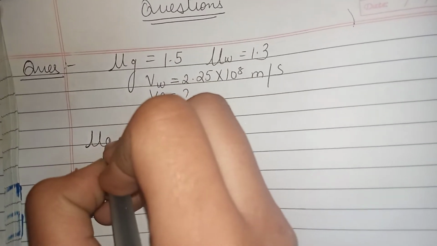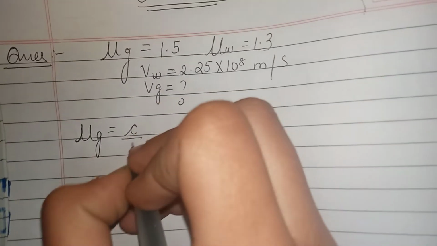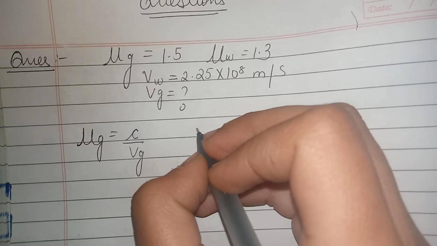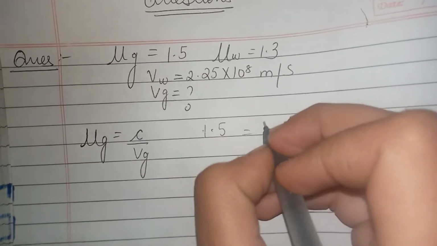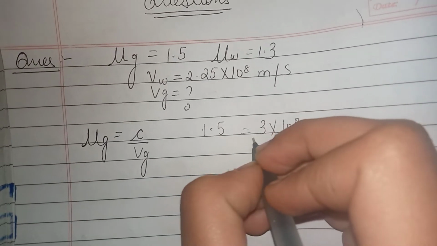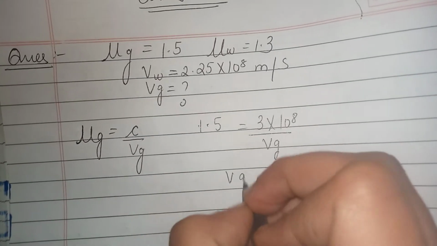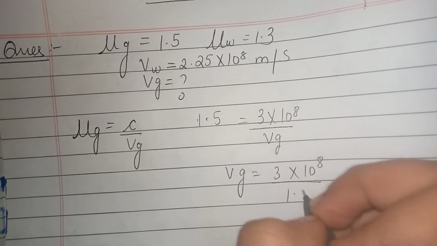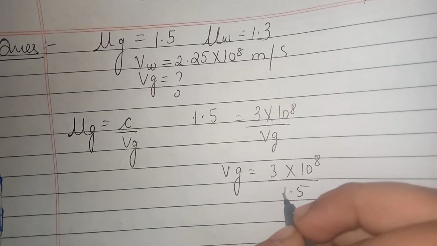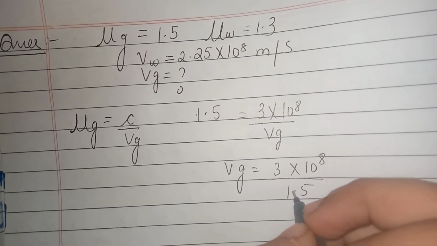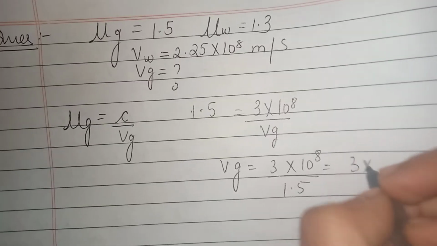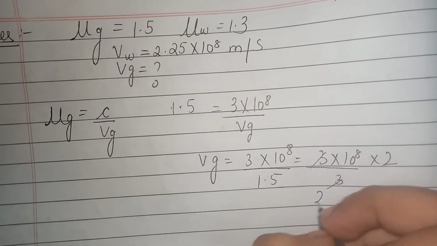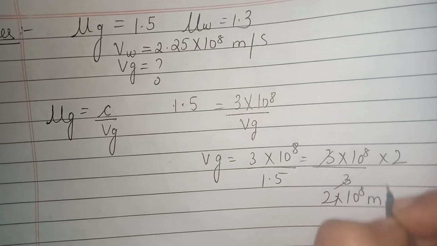Let's solve. We know that mu G will be equal to C by Vg, and we have to calculate Vg. So mu G is given 1.5 and this is 3 into 10 raised to power 8 by Vg. So Vg will be 3 into 10 raised to power 8 divided by 1.5. 1.5 could be written as 3 divided by 2, so Vg is 2 into 10 raised to power 8 meter per second.